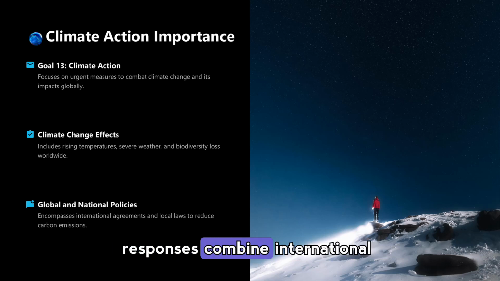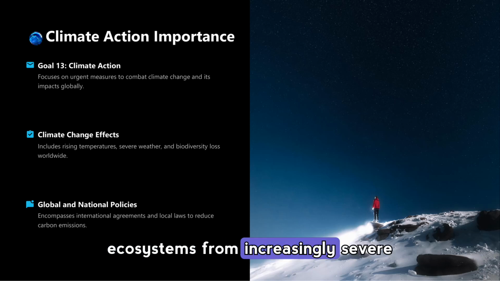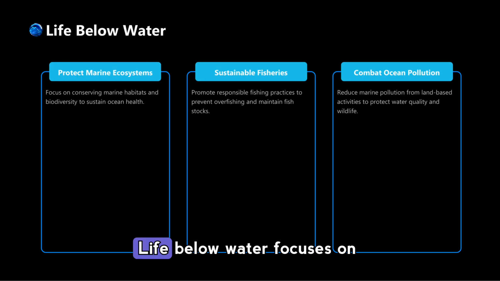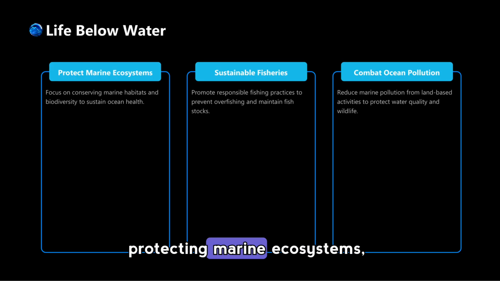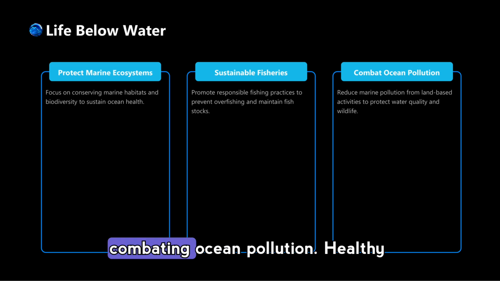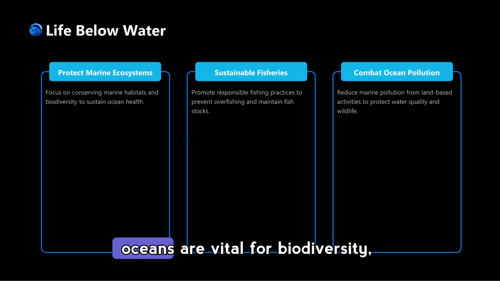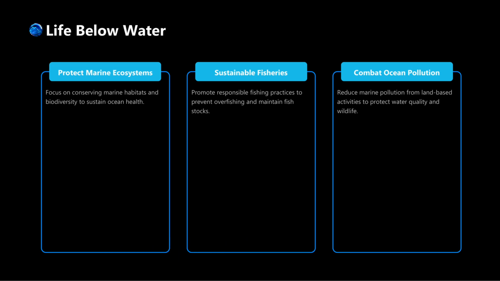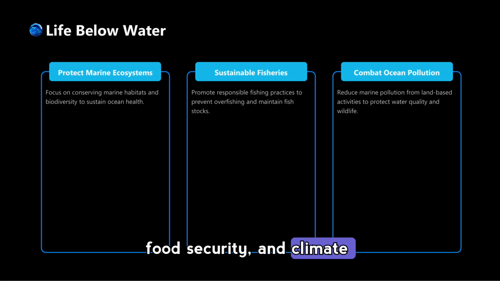Effective responses combine international agreements and national policies that reduce emissions while protecting communities and ecosystems from increasingly severe climate risks. Life Below Water focuses on protecting marine ecosystems, promoting sustainable fisheries, and combating ocean pollution. Healthy oceans are vital for biodiversity, food security, and climate regulation.